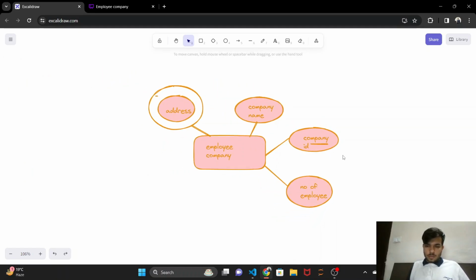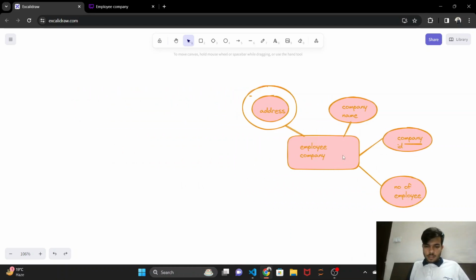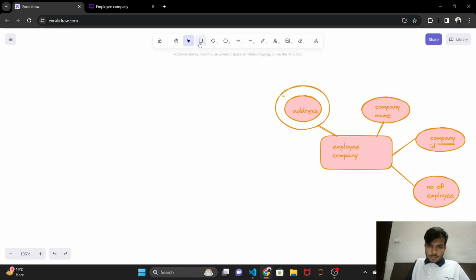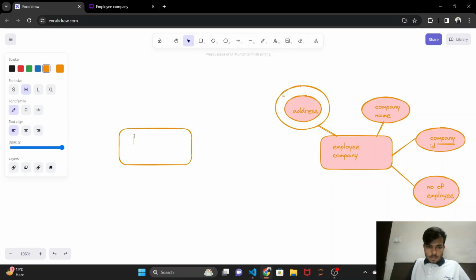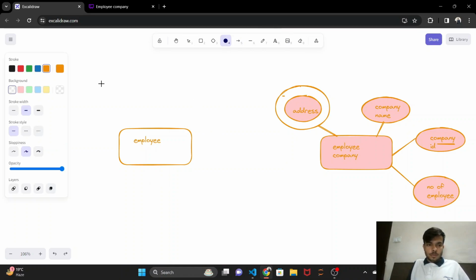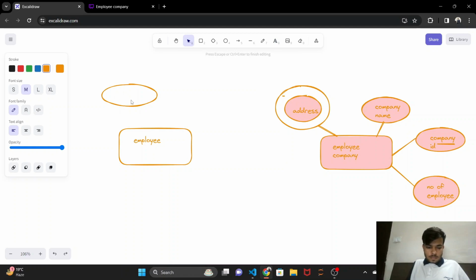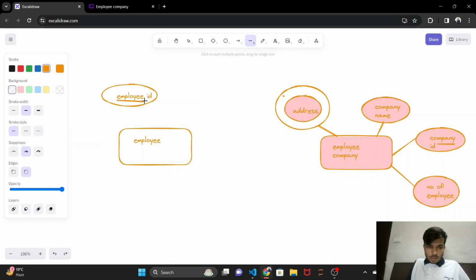So now we will be making a diagram of another entity, that is our employee. Employee will be having various attributes like employee ID. So it is a primary key, so we have to underline it.